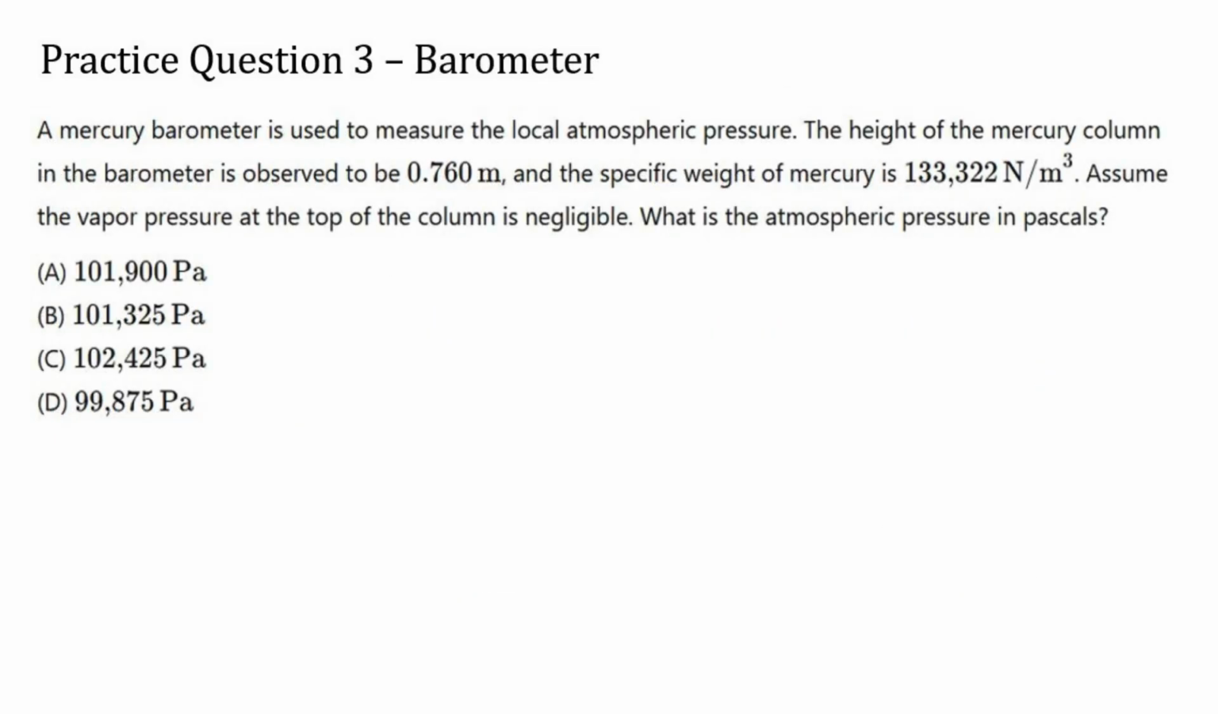Practice question 3. A mercury barometer is used to measure the local atmospheric pressure. The height of the mercury column in the barometer is observed to be 0.760 meters, and the specific weight of mercury is 133,322 newtons per cubic meter. Assume the vapor pressure at the top of the column is negligible. What is the atmospheric pressure in pascals?